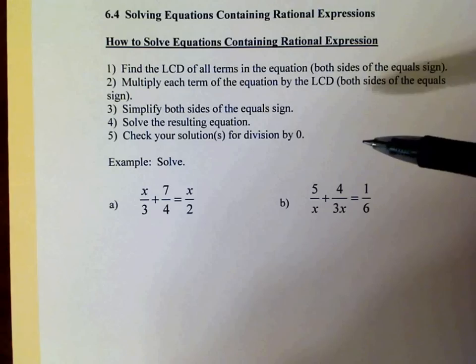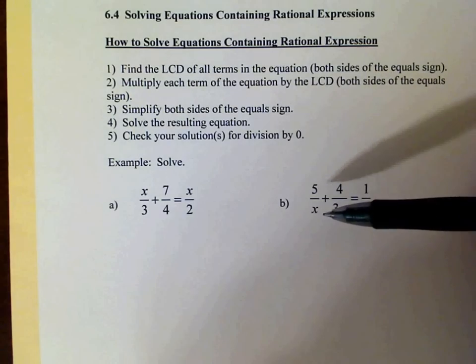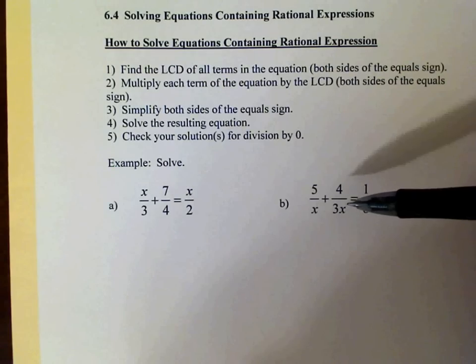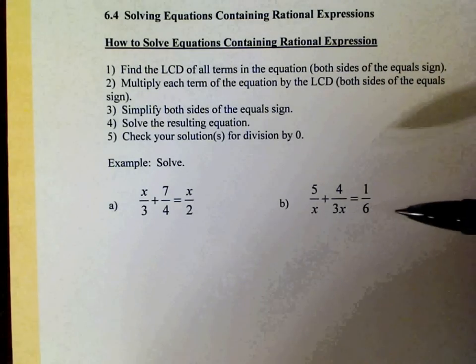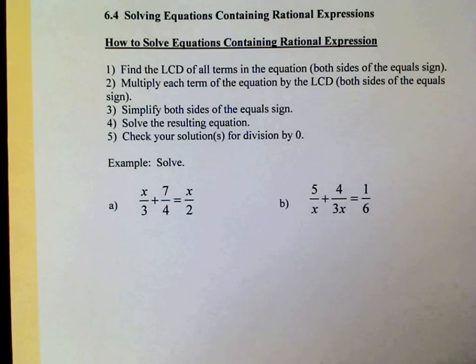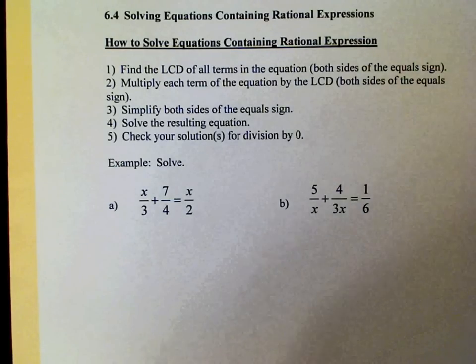And then the last thing is, since we're going to have the variable in the denominator, we always have to check for division by 0. So let's just do a few of these and you'll pick up the process as we go. The hardest part, as always, is finding the LCD.